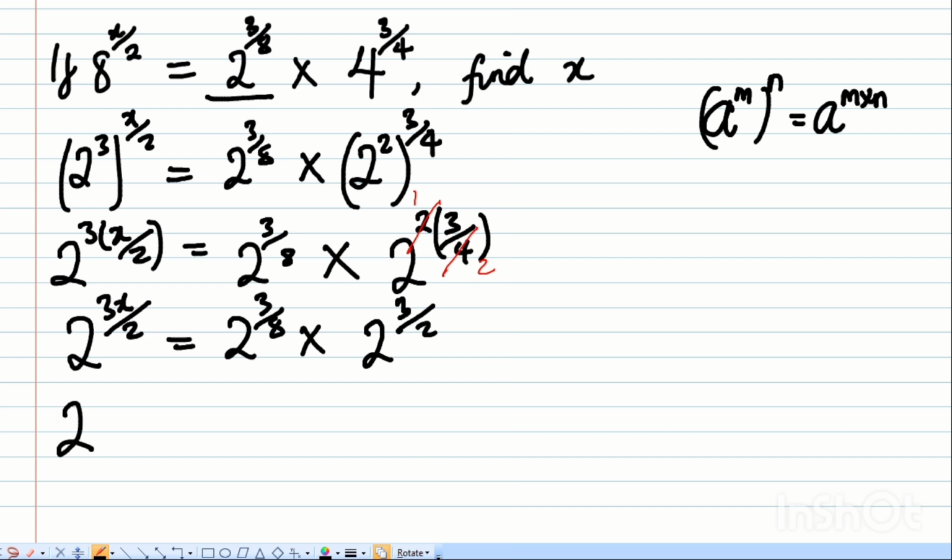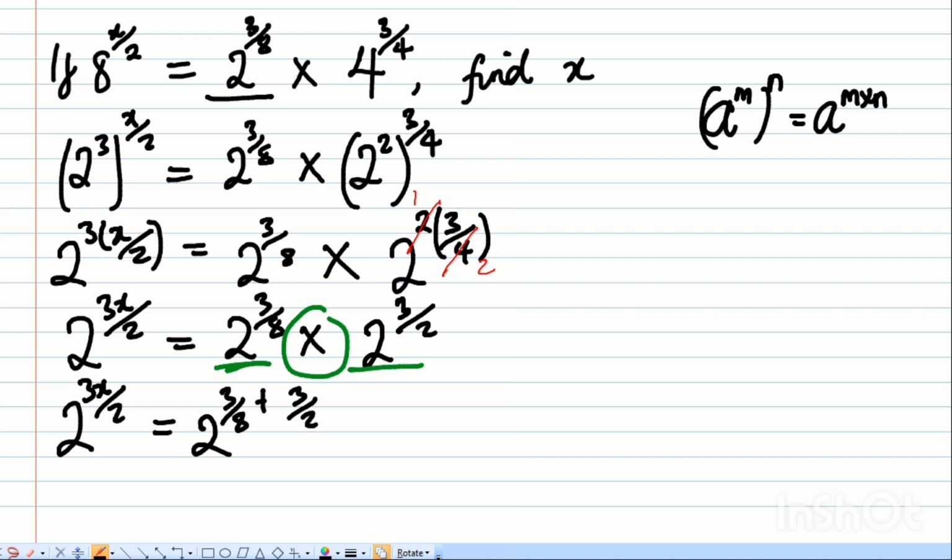Now on the right hand side of the equation, I'll just write out everything on the left the same way, but on the right I'm going to use the multiplication law. You see, we have base 2, we have base 2, and if we are multiplying, we're going to add the powers, if you can remember from the laws of indices. So we have 2 raised to power 3 over 8 plus 3 over 2.